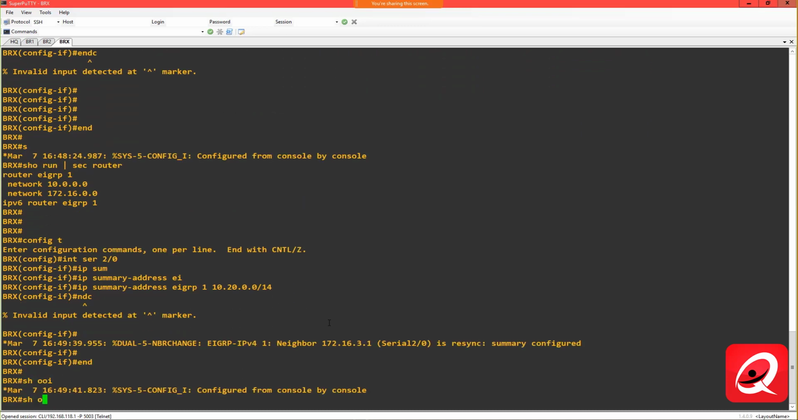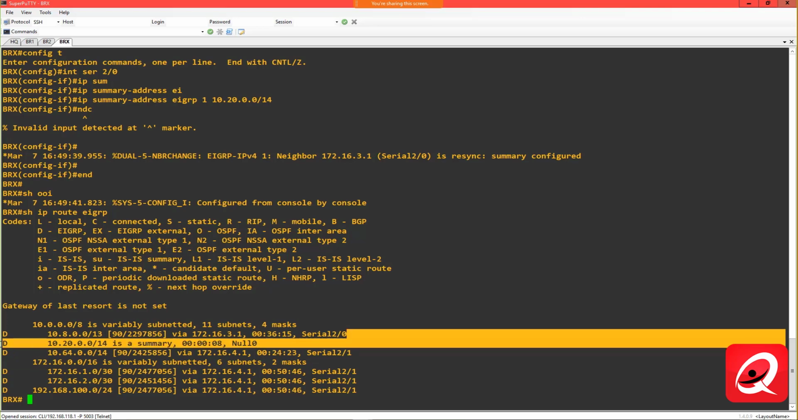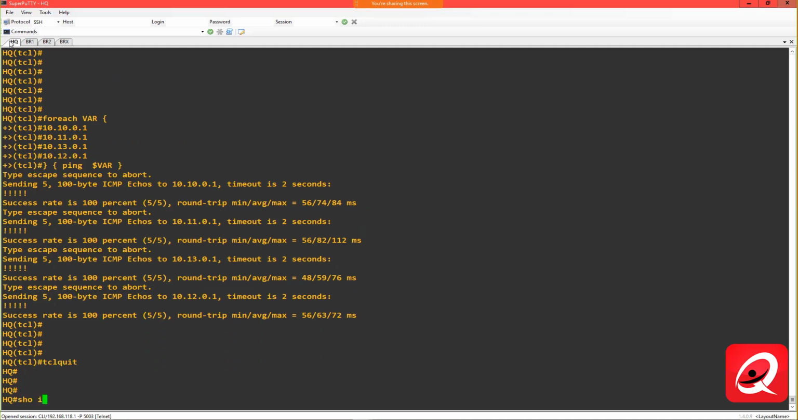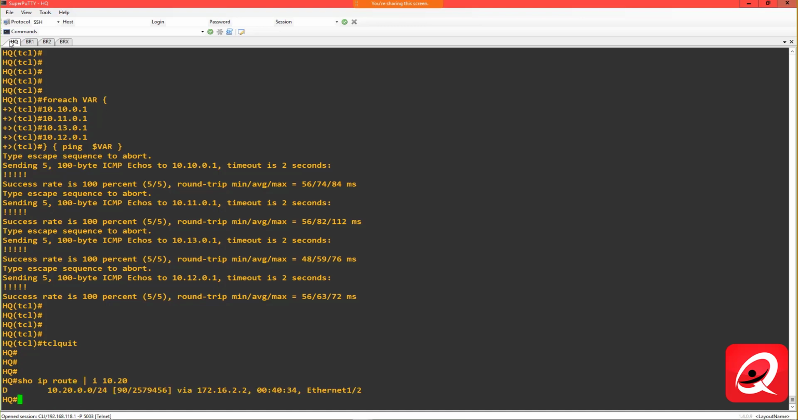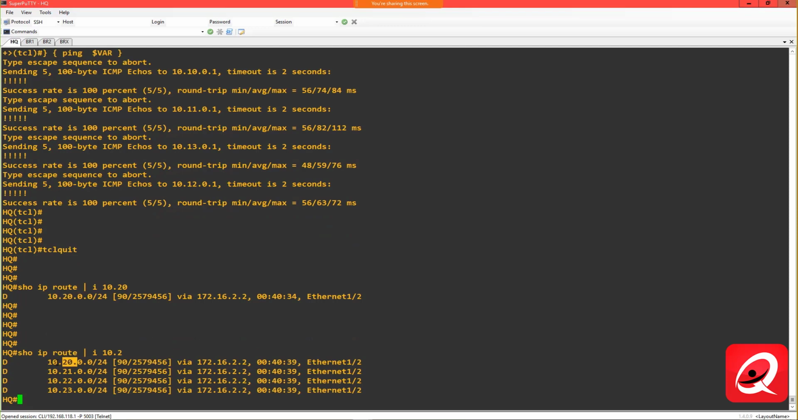And if I do a show IP route EIGRP, I'll see that null 0 route gets created. There's the 10.20.0.0/14. So you might suspect, of course, on BR1, we're going to see that same route. You might suspect for HQ that we would see that route as well. All right, so let's do a show IP route, pipe include 10.20. And you will see here that we're getting the /24. In fact, if I just do a 10.2, you can see I'm actually getting all 4 routes here.